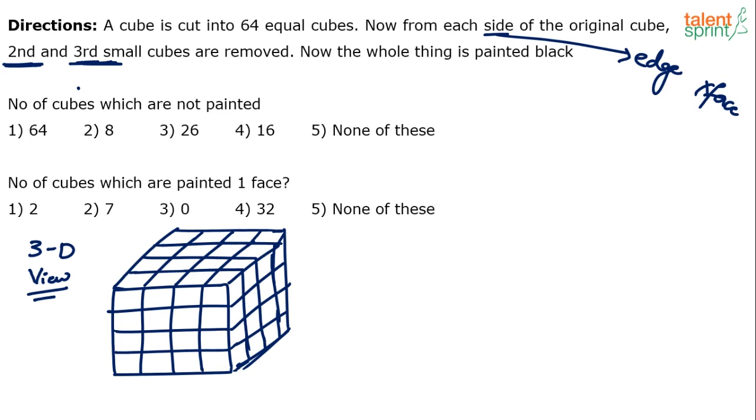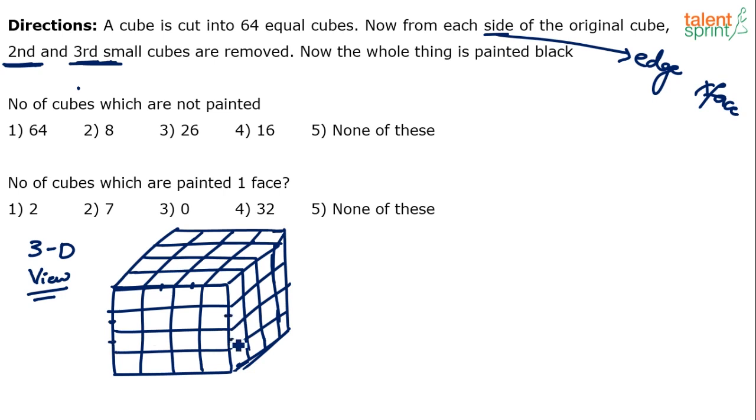So second and third meaning, now this is the edge. Let's say this is the edge, right? So the second cube and the third cube are removed. This is first, second, third, fourth cube. So from this edge, second and third are removed. Similarly, if you look at this edge, the vertical edge, first cube, second cube. So this is removed, this is removed.